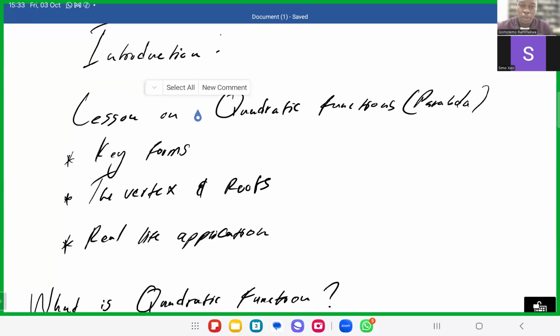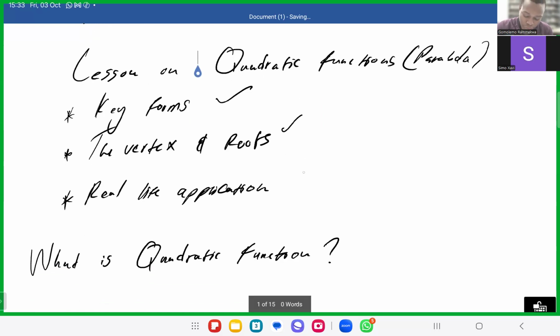Good day, everyone. Today's lesson will be about quadratic functions and parabolas. By the end of this lesson, you should be able to understand the key forms and also how to find important features like the vertex and the roots. And we'll be able to know how they apply in real life examples.